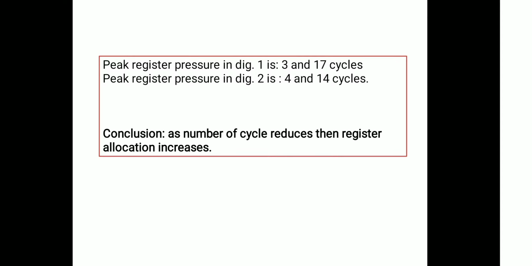So the peak register pressure in diagram 1 is 3, and it requires a total of 17 cycles. But in the second example, when we reorder the instructions, the peak register pressure in diagram 2 is 4, with 14 cycles. So the conclusion here is that as the number of cycles reduces, the register allocation increases. When we perform instruction scheduling and change the execution of instructions, the cycles decrease, but the register allocation increases.